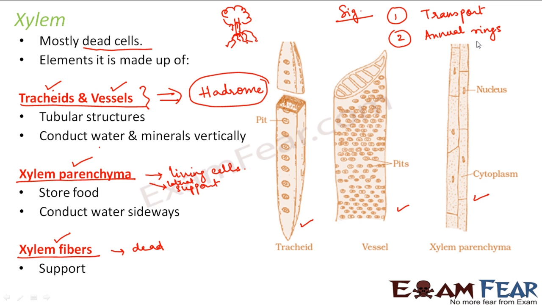And that branch of science is known as dendrochronology. Dendrochronology is a branch of science which deals with estimating the ages of old trees, right? And that is possible by counting the rings on the bark of a tree. So that is another significance of xylem, right?